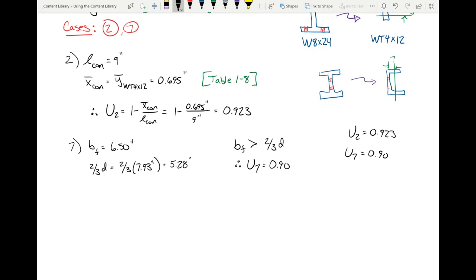Again, this is just fitting the test data from the lab better, hence why we use case 2. Think of case 7 as sort of like a lower bound. It's like a check to make sure that U2 doesn't yield any wonky results. So therefore, take U to be 0.923, and we'll underline that in red just to make sure we're clear on that.